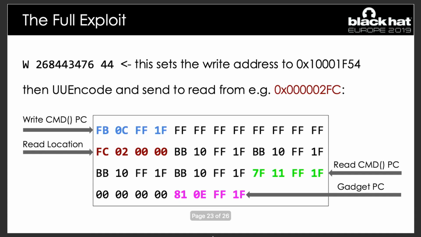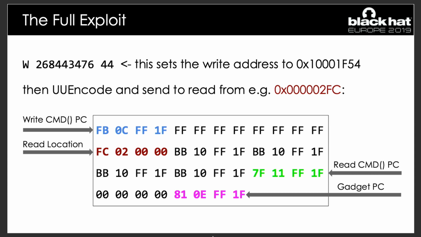And so our final exploit looked something like this. This is how the write command looks. We tell it write, W, and 26 blah, blah, blah, something. This is the decimal representation of the address 1F54. And 44 is the number of bytes that we are willing to write. So we tell it, start writing from F54, and starting from that address, write 44 bytes.